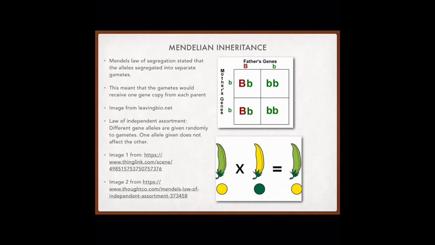Mendel's law of segregation stated that the alleles segregated into separate gametes. This meant that the gametes would receive one gene copy from each parent. The law of independent assortment, however, stated that different gene alleles are given randomly to gametes. One allele given does not affect the other. The top example image is a great model of this because you can see that the mother's genes and father's genes aren't equally distributed in the offspring.